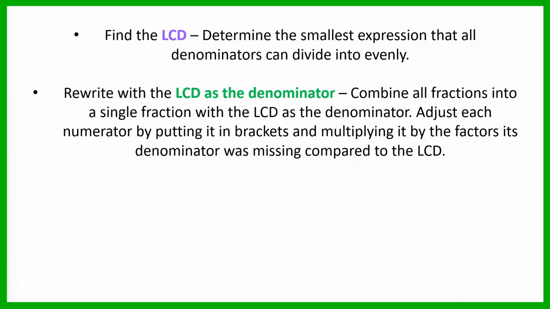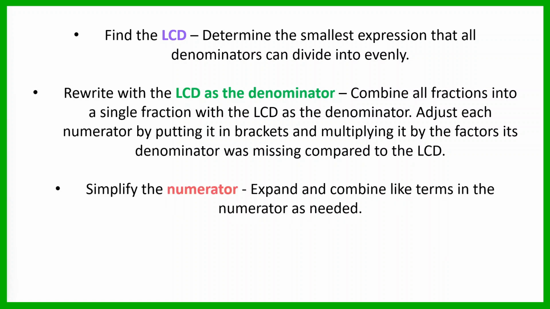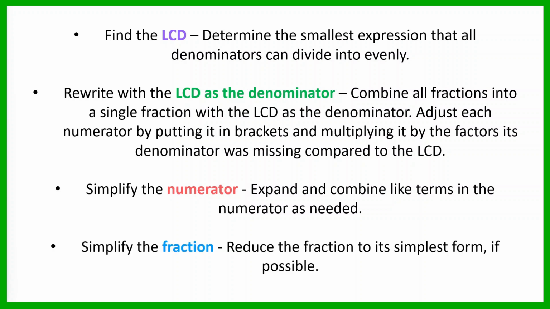Then once you've found the LCD, you need to combine all the fractions into a single fraction with the LCD as the denominator. Adjust each numerator by putting it in brackets and multiplying it by the factors its denominator was missing compared to the LCD. Once you've done this, you need to then simplify the numerator. You need to expand the brackets and combine all the like terms in the numerator as needed. And then you need to simplify the fraction if possible.